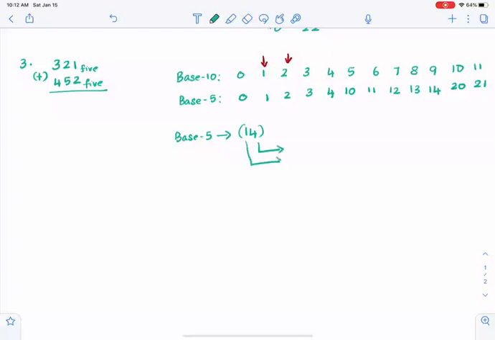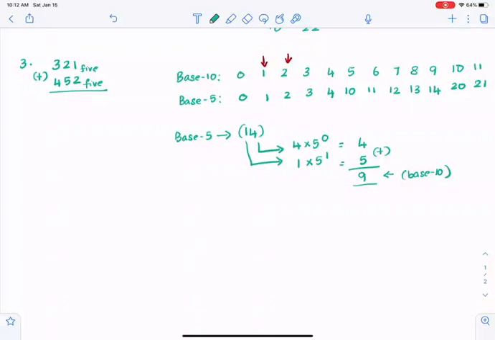We know how to do this. 4 times 5 raised to 0, 1 times 5 raised to 1. So 4 plus 5, if I add, I get 9. So 9 is in base 10. So instead of going through the division process, the multiplication process, I'm just cycling through by writing that out.